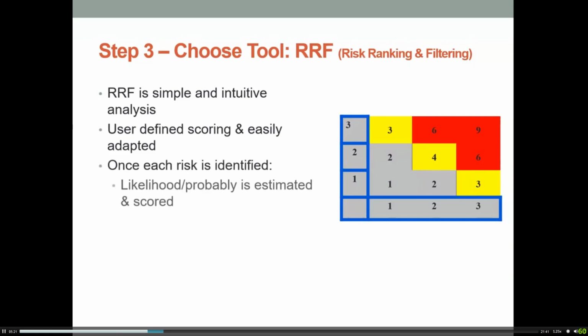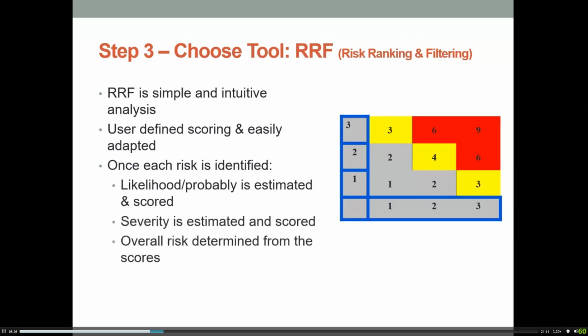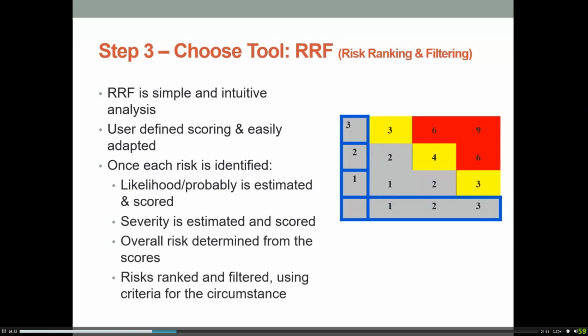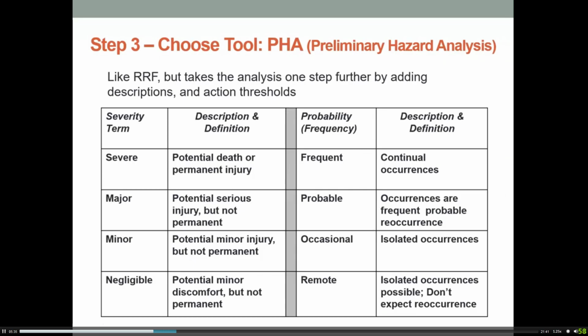Once each risk is identified, the likelihood or the probability is estimated and scored, and the severity is estimated and scored. The overall risk then is determined from the scores. Risks are ranked and filtered using criteria for the circumstance. So PHA is your preliminary hazard analysis.